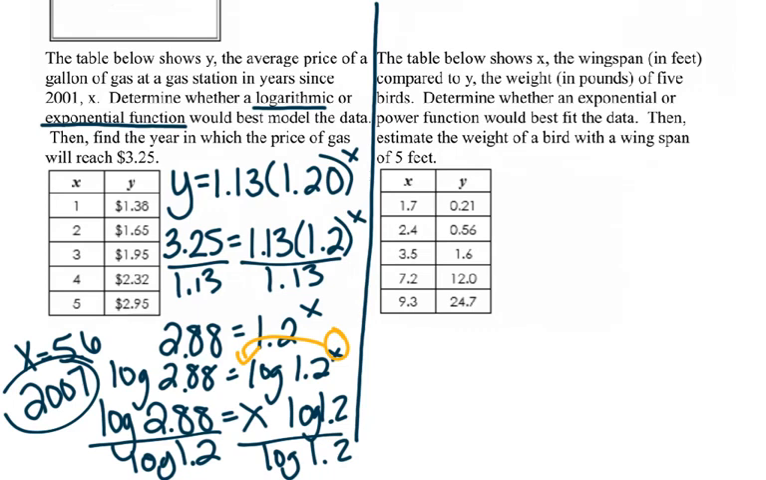Okay, we're going to do pretty much the same thing with the second one. So the table below shows x, the wingspan in feet, compared to y, the weight in pounds of 5 birds. Determine whether an exponential or a power function would be best. So what I want you to do is, using your calculator, find an exponential model and a power function model and see which one has the closest correlation coefficient. So try that, pause the video and actually do it in 1, 2, 3. Okay, so you should have found that the power model was the best. So we're going to use the power model.